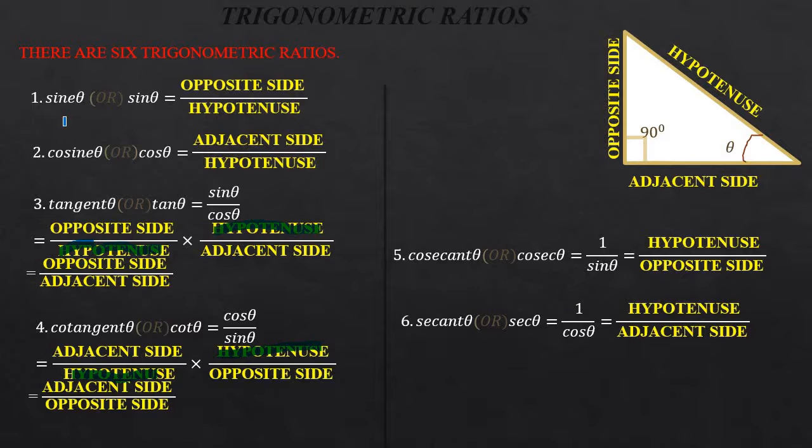So if you know the first two ratios very well, we can derive the other four easily. This will help us to do the problems very easily.